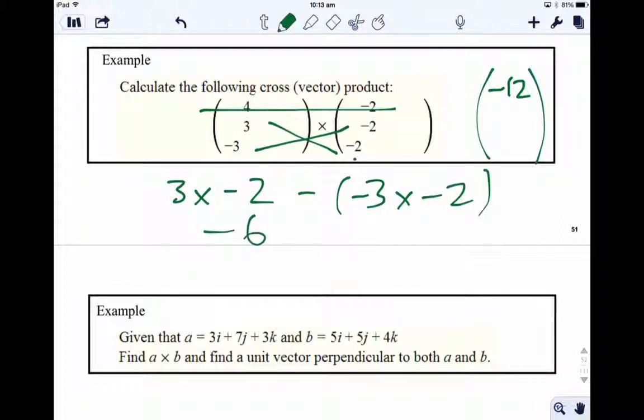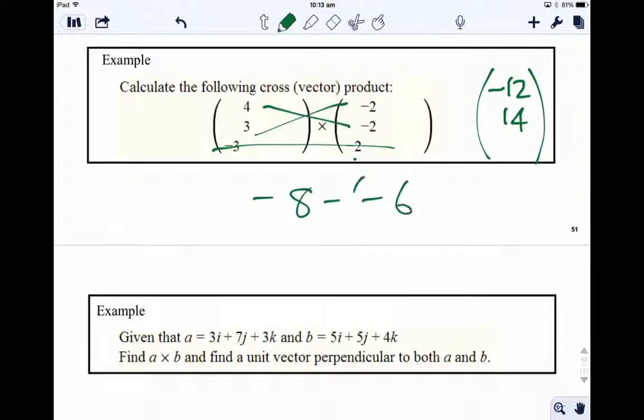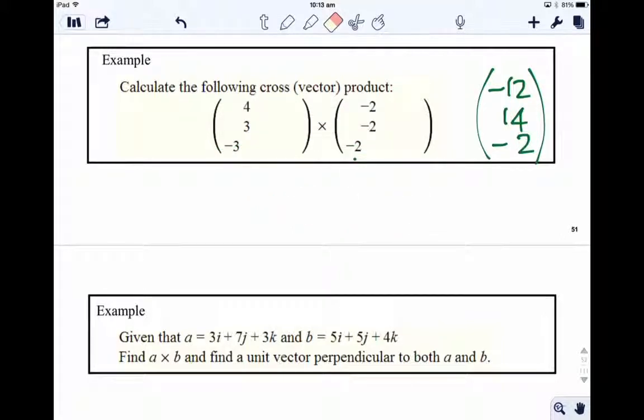Okay, negative 6 minus 6, which is negative 12. Okay, middle number. After you do this a few times, you'll be able to do it in your head. Middle number, 6 minus negative 8. 6 plus 8, 14. Bottom number, negative 8 minus negative 6. Negative 8 plus 6, negative 2. Okay, that's it. That's the vector cross product.